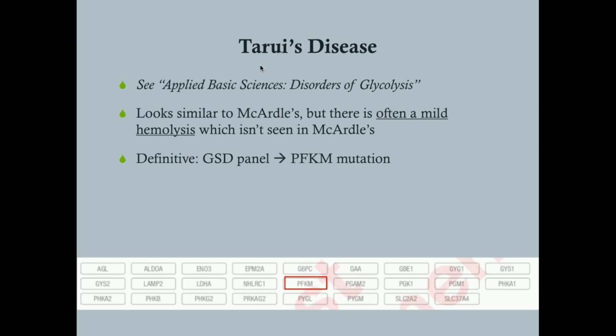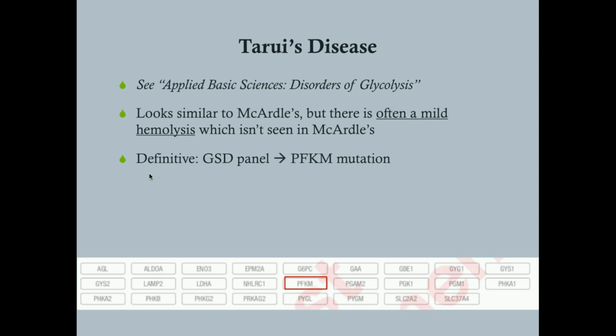So with Tarui's disease, in addition to that exercise intolerance, they can have a hemolytic anemia, and that is not seen in McArdle's disease. So exercise intolerance plus hemolytic anemia. Tarui's disease is quite rare, certainly not as common as McArdle's disease, but I can see you getting one of those 99th percentile questions where they give you a disease that looks like McArdle's, and they don't give you anything else, and then they give you a hemolytic anemia on the labs, and then it's going to be Tarui's disease.